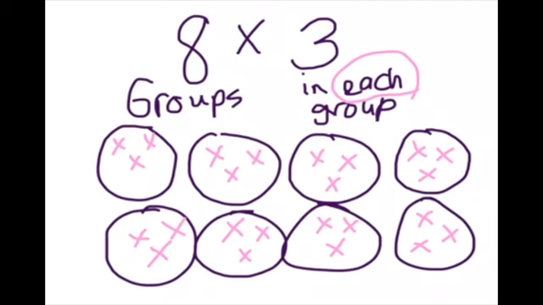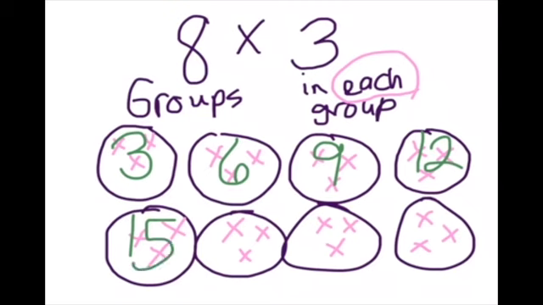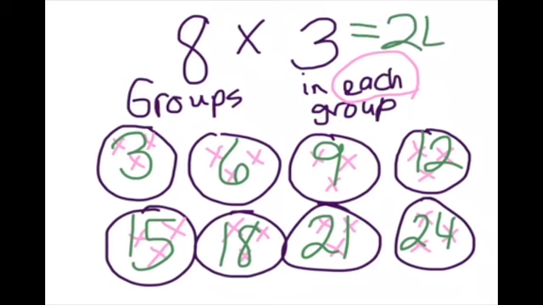So now I get to count by 3s to find out my answer. And when I count by 3s, if I start with the first group, I know that I have 3 in the first group. And then I have to do 3 plus 3. What would that be? 3 plus 3 is 6. All right. And then I have 6 plus 3. What would 6 plus 3 be? 9. And then 9 plus 3, 12. 12 plus 3, 15. 15 plus 3, 18. 18 plus 3, 21, and 21 plus 3, 24. So your product or your answer should have been 24.